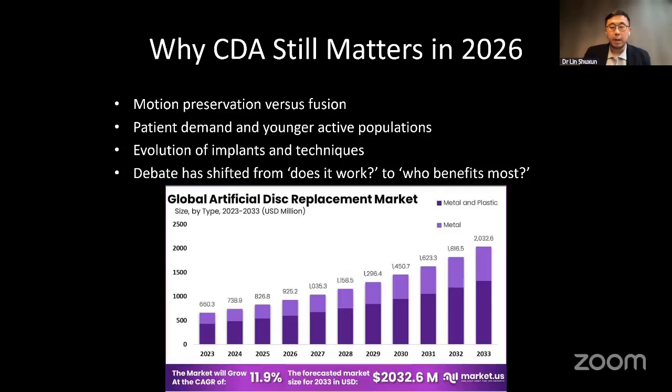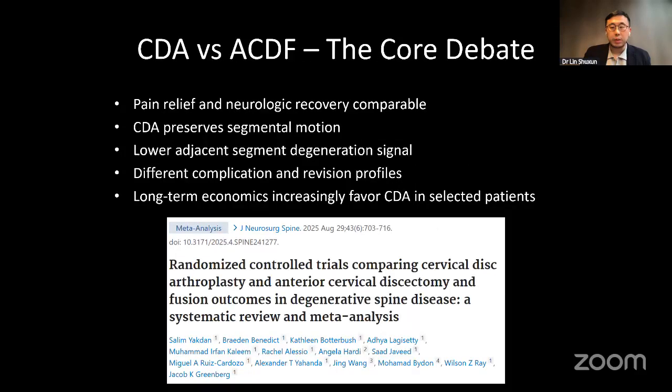When we compare CDA and ACDF, the short-term clinical outcomes are actually very similar. Both operations are excellent at relieving arm pain and decompressing neural structures. The differentiator is motion preservation and potentially the reduction in adjacent segment stress. Multiple studies have shown lower adjacent segment reoperation rates with CDA, although the absolute clinical difference is sometimes smaller than what early marketing suggested. But more importantly, CDA and ACDF fail differently. ACDF has issues like pseudoarthrosis and adjacent level overload, while CDA introduces complications such as heterotopic ossification, implant wear, and facet-mediated pain. So this is not about one operation replacing the other. It's about selecting the right tool for the right patients.